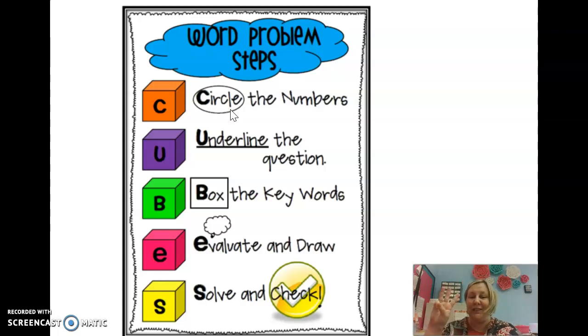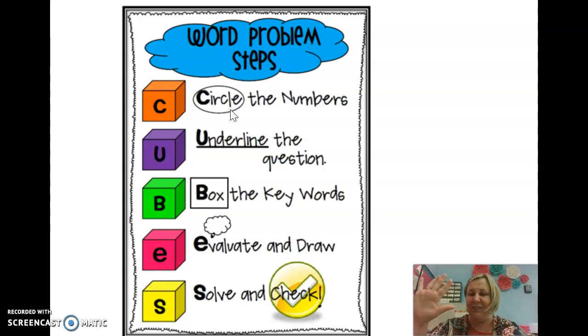The third thing I do is I box keywords. The fourth thing is I evaluate and make a plan. That means I think about how I'm going to do it, or evaluate and draw it out. Then the fifth step is I solve the problem and I check my answer. So you're going to do it with me.